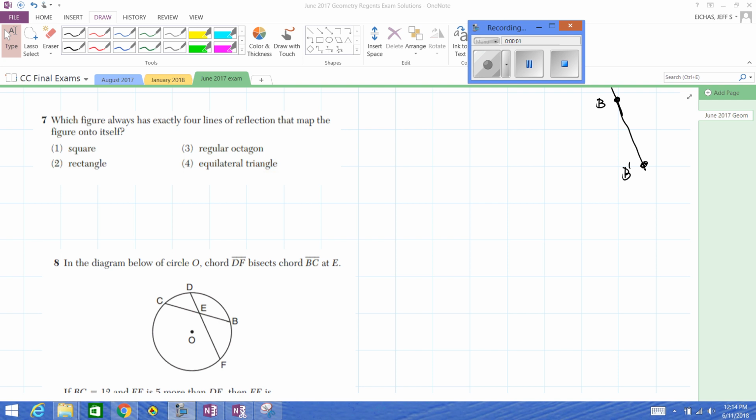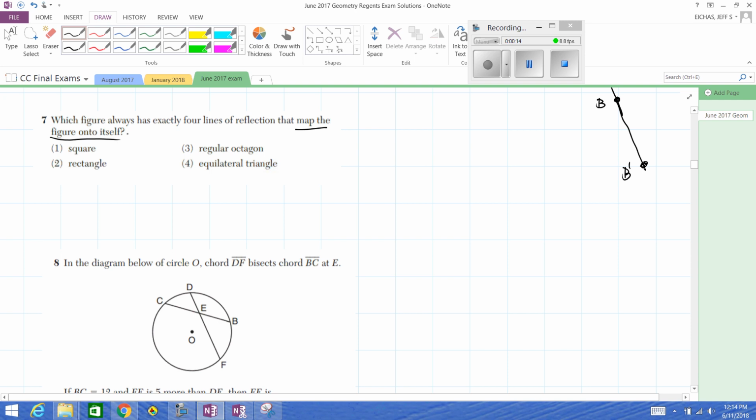So continuing on the June 2017 exam, number 7, which figure has exactly 4 lines of reflection that map the figure onto itself? When we look at map the figure onto itself, what that means is, so you have something like this, a square, right? Map onto itself from a line of reflection. A little bit of confusion with this. Say this is A, B, C, and D, right?